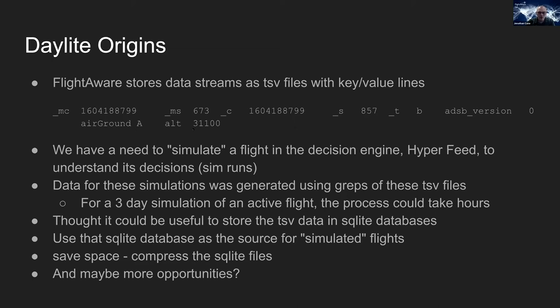So we have these big files of data. One of the things that we do have a need to do: we have a decision engine called Hyperfeed, and it's the thing that's ingesting all of this raw data and then ultimately deciding, well, this position goes with this flight, this flight plan goes with this flight. Oh, we need to split this flight because this data needs to be viewed by users that have this permission, and here's the view of data for people who are just the public at large. And we need to go back periodically and simulate those flights with Hyperfeed because we'll get requests from customers who want to know, why didn't I see these messages for this flight? So we have something called simruns, which we use to do that.